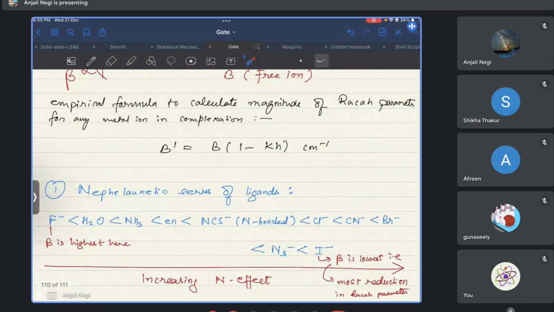And now the nephelauxetic series of ligands. Again, this nephelauxetic series is in the order of increasing effect. When I am saying it is in the order of increasing effect, then it must be in the order of decreasing beta parameter, meaning that beta is lowest, that is, the most reduction in the Racah parameter of my metal complex B prime.